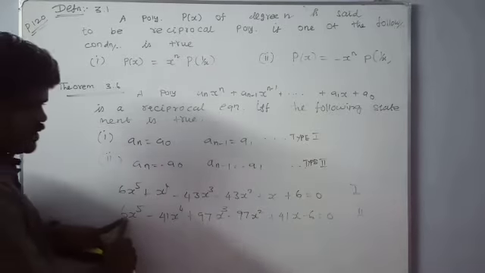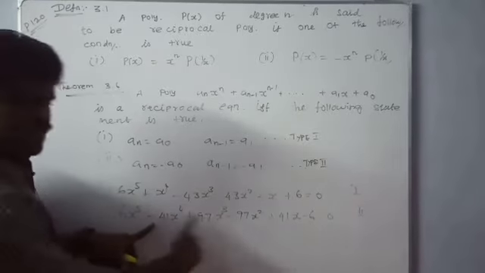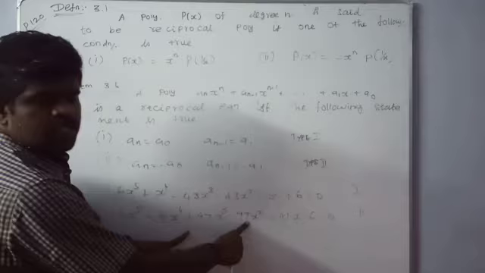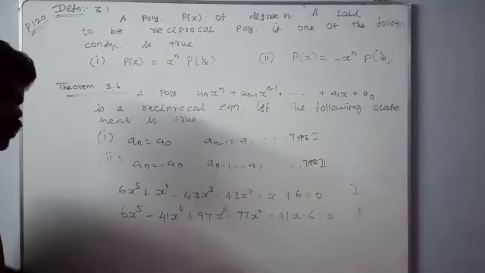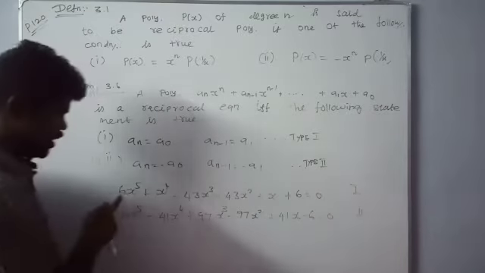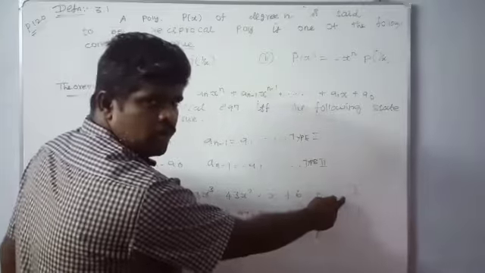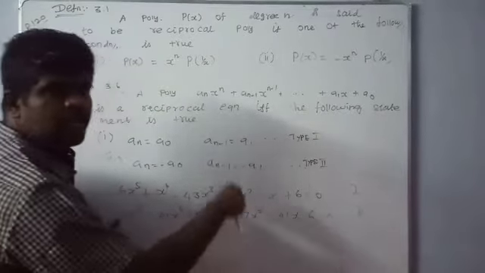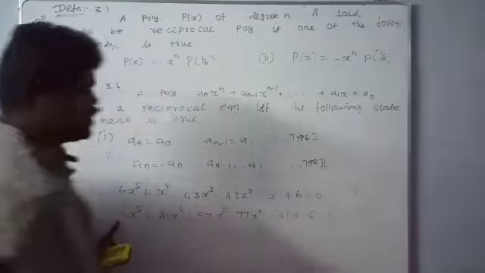And consider the second equation. Here 6 and here minus 6. Here minus 41 and here plus 41. Here 97 and here minus 97. This is called a reciprocal equation of type 2. If both coefficients are the same, this is the reciprocal equation of type 1. And if the first and last coefficients are the same but with opposite sign, it is called a reciprocal equation of type 2.